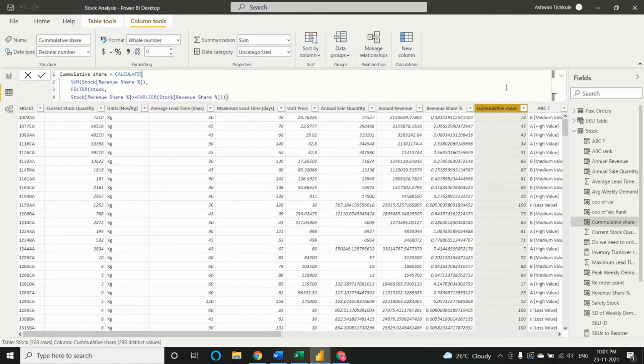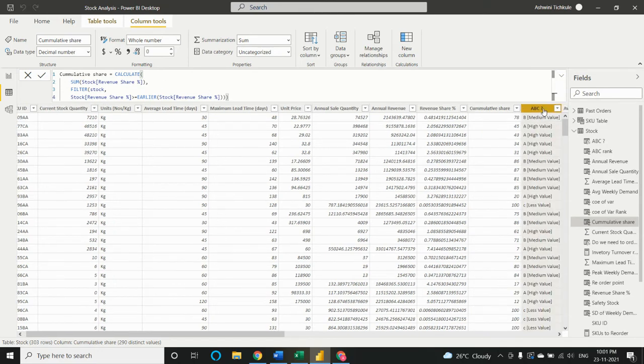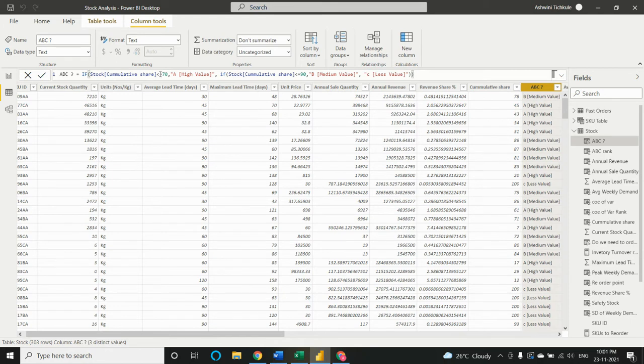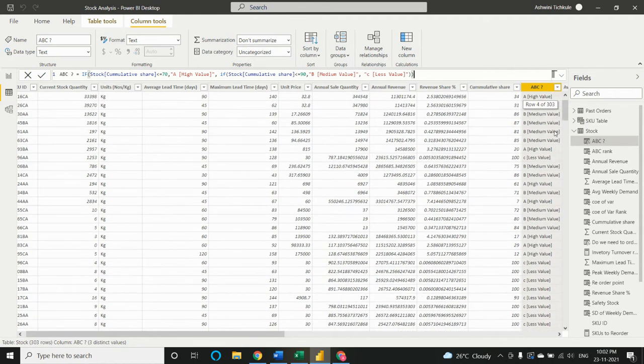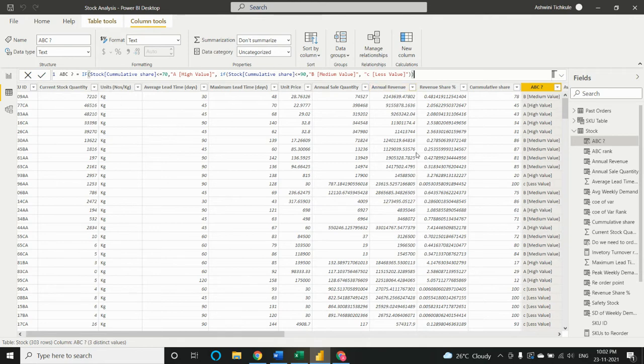Then cumulative share. For this, we need to write the DAX query like this. For the ABC, if stock cumulative share is less than or equal to 17, it is high value. If stock cumulative share is less than or equal to 90, it is medium value. And if both conditions are false, then C equals low value. For generating the ABC, we need to write this query. Here we can see we have the three levels: medium value, low value, and high value.